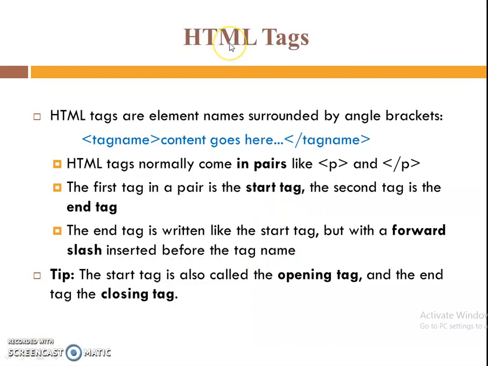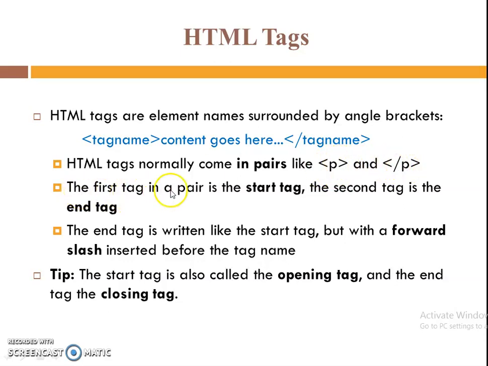Now what is meant by HTML tags? HTML tags are element names surrounded by angle brackets. We have the opening tag name and closing tag name. Here the slash is used to close, and here we can write the content. HTML tags normally come in pairs, like this one for paragraph, with a starting and closing tag.